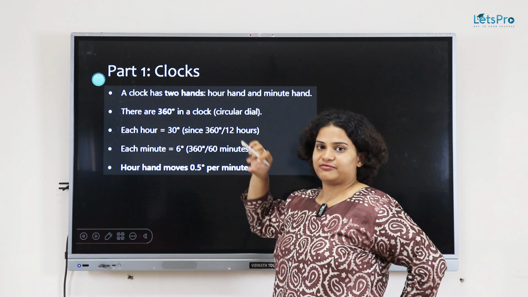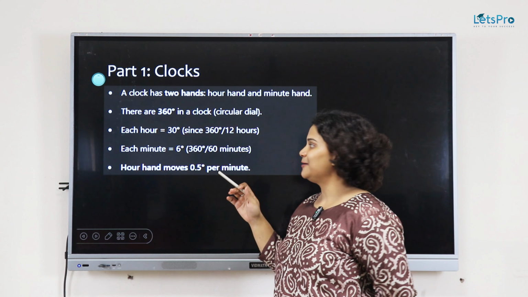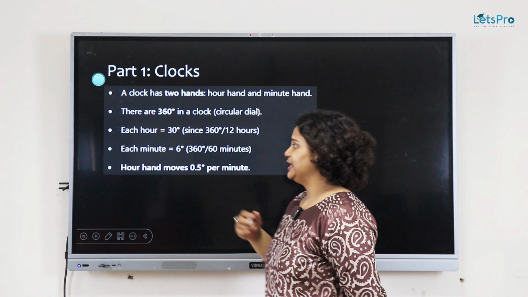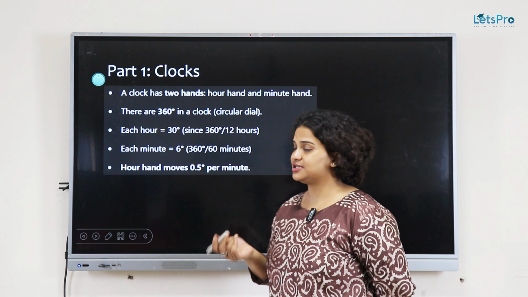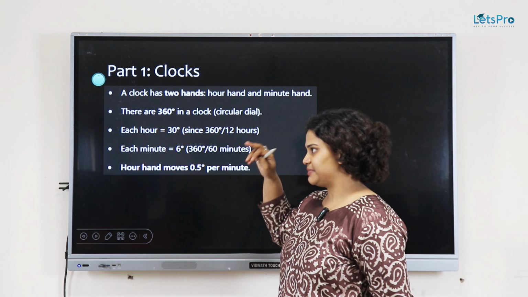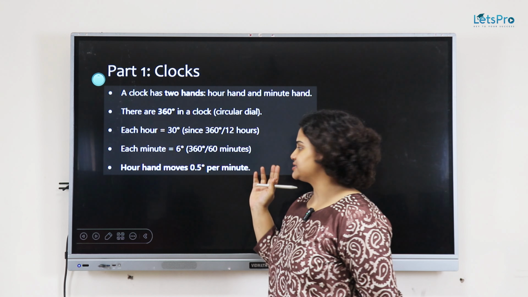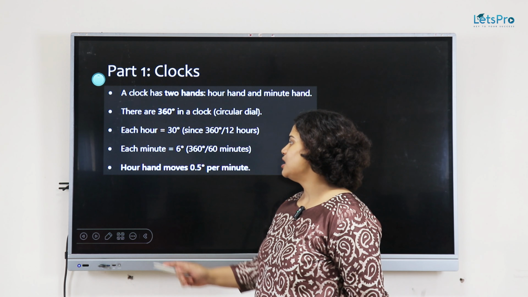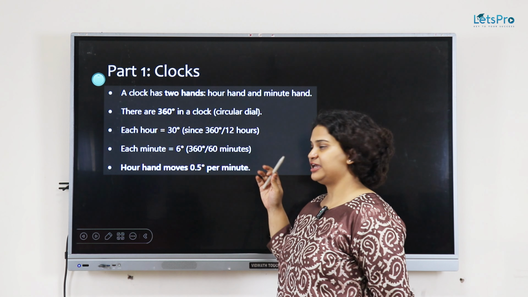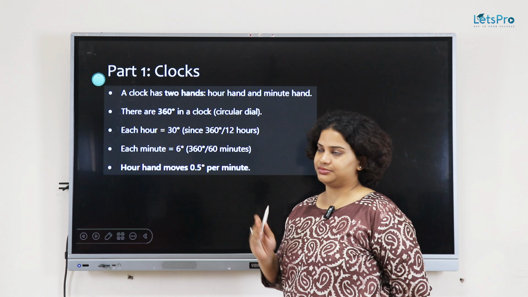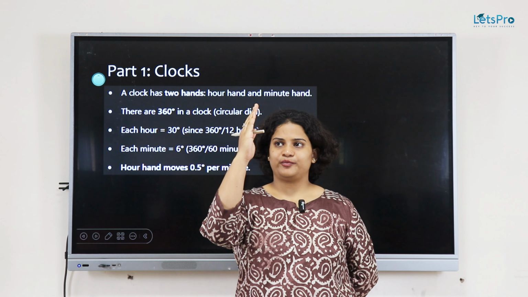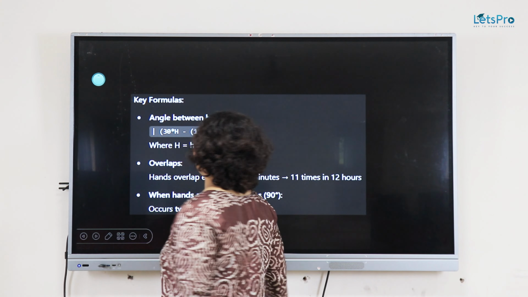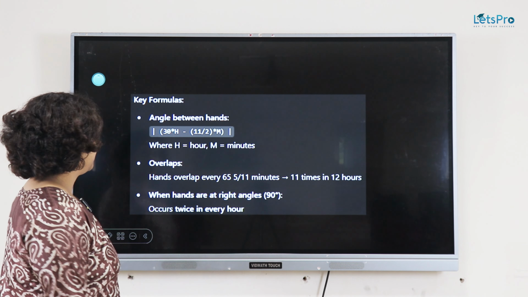So each 5 minutes, that is each hour we see, is nothing but 30 degrees. Each minute is 6 degrees. How is that? The entire circle is 60 minutes, so 360 divided by 60 is 6 degrees. The hour hand moves 0.5 degree per minute. Remember, right? So the hour hand will move 0.5 degree for every minute.